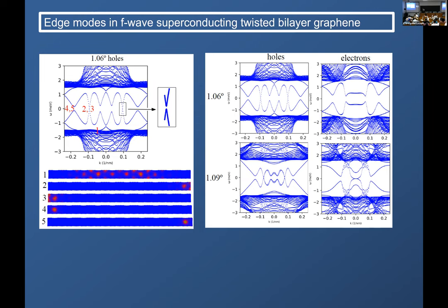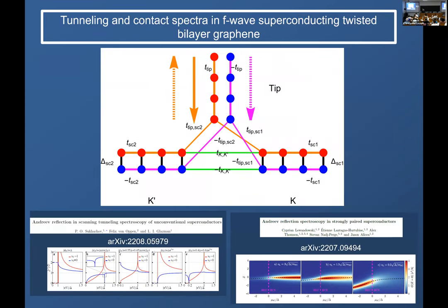If you go to a more sophisticated model of twisted bilayer graphene, you have even more mid-gap Andreev states, and some of them seem to cross, and they are precisely at the edges of the nanoribbon. So this is an equivalent calculation, but with parameters with a larger moiré unit cell and so on.